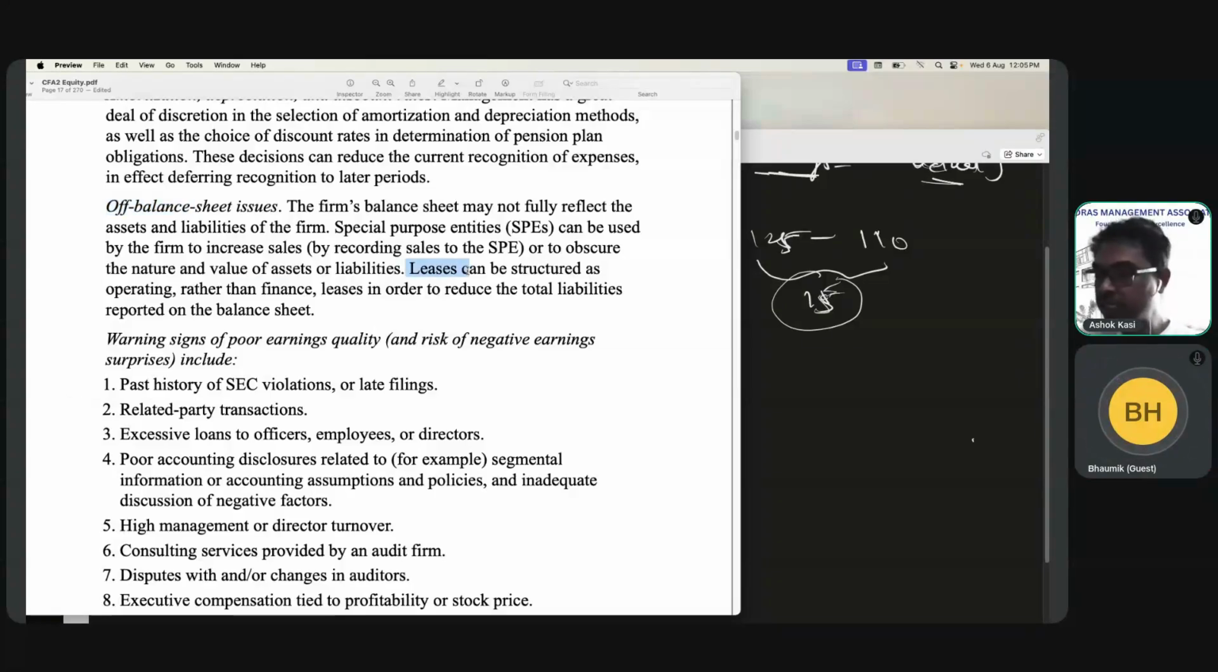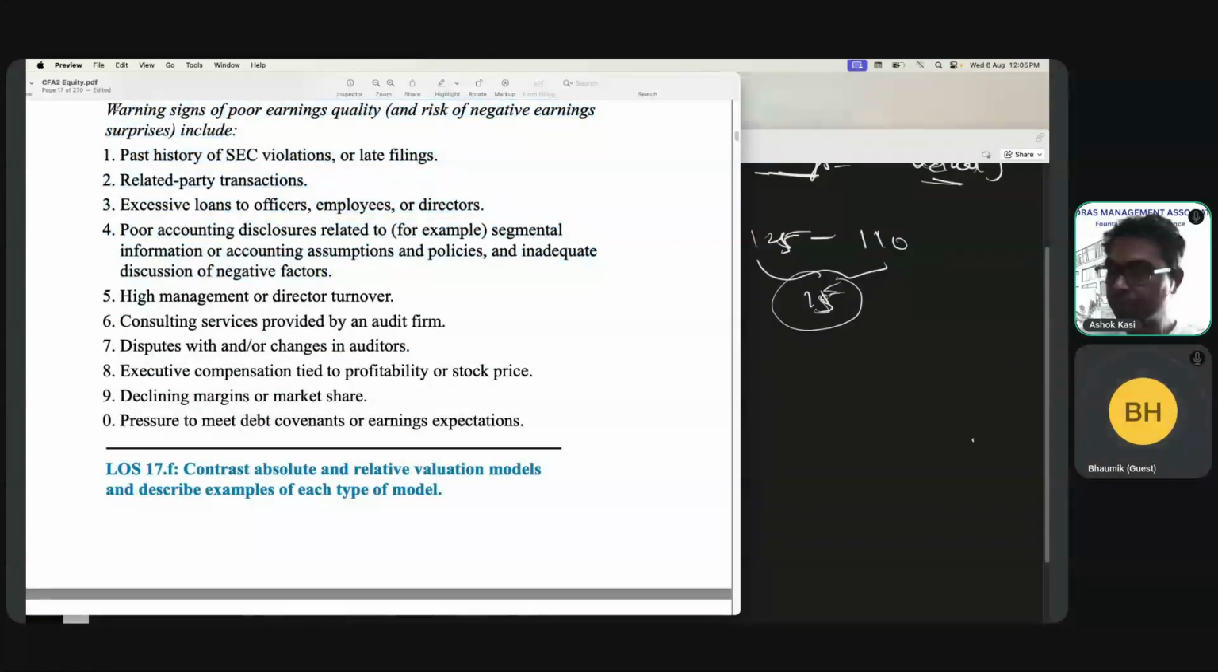Then leases can be structured as operating. So let's say the leases that are supposed to be financing, you have kept as operating. So these are all some accounting manipulations. All those things are possible. See, they have given the examples here. Poor earnings qualities.